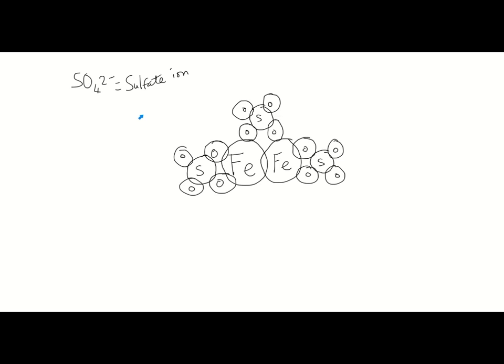Okay, so a really advanced example here now. We're looking at iron 3 sulfate. So iron 3 sulfate, you can see it's got 2 iron atoms in it here. And again, you would be forgiven for thinking we could have like S3O12 here, but actually the sulfate ion again is a compound ion, so it has to be shown as a collection of atoms in the formula.